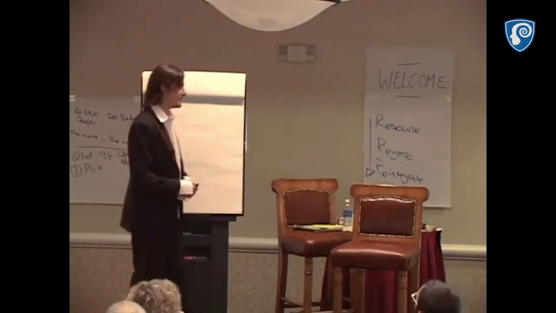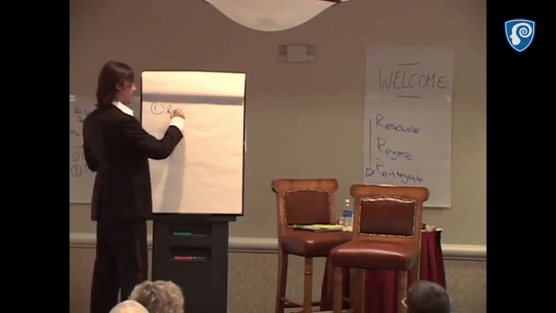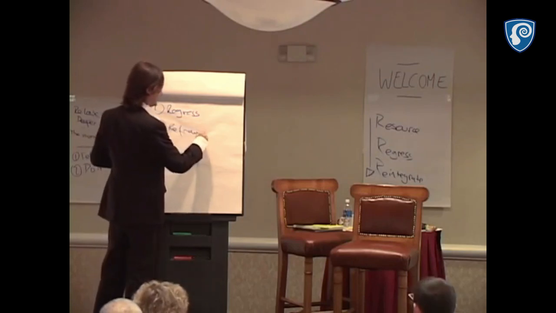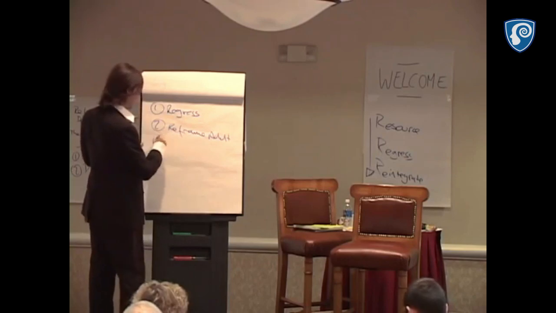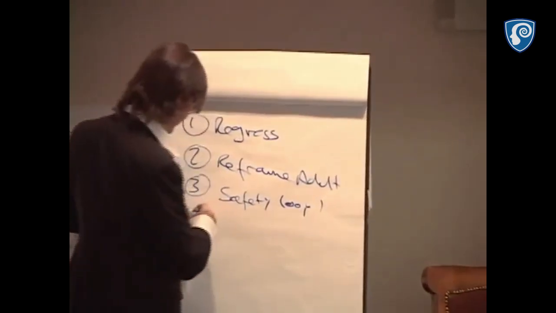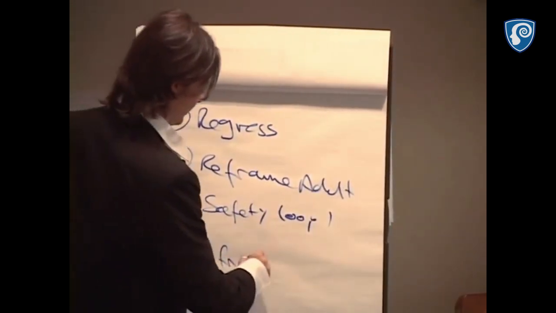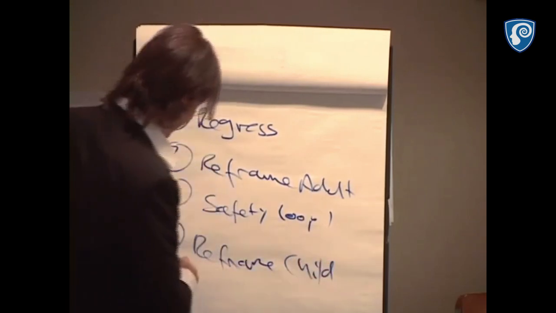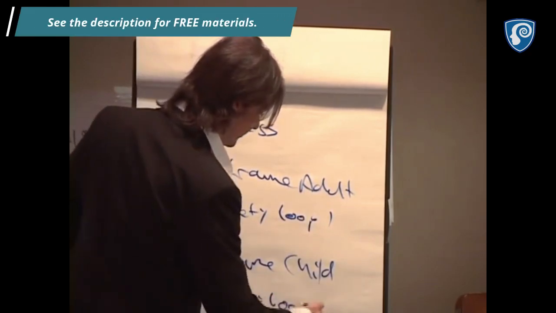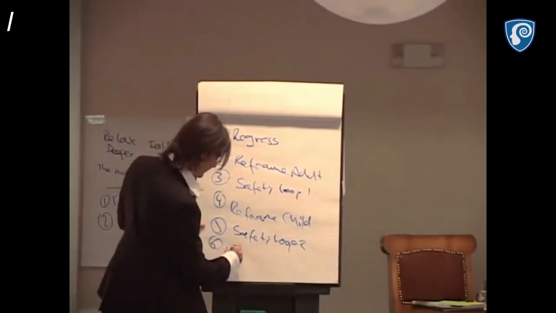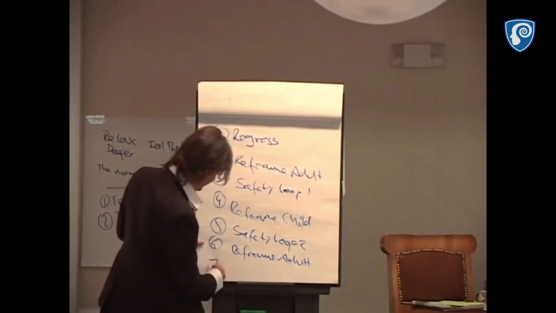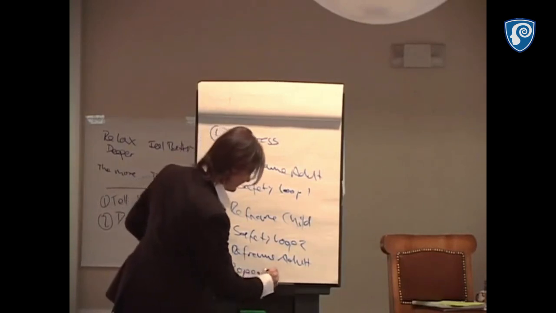Make sense? So to give you the simplified version of it: 1, regress. 2, reframe the adult. 3, safety loop 1. 4, reframe the child. 5, safety loop 2. 6, reframe the adult again. 7, repeat 5 to 6.